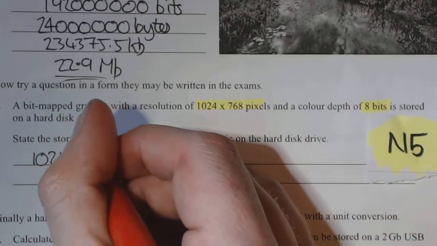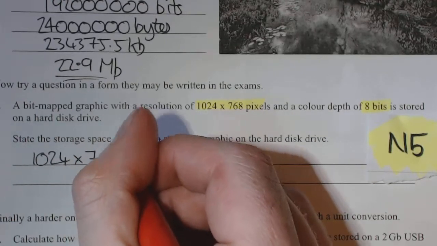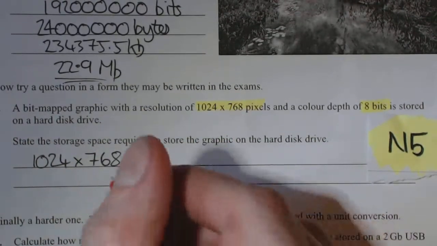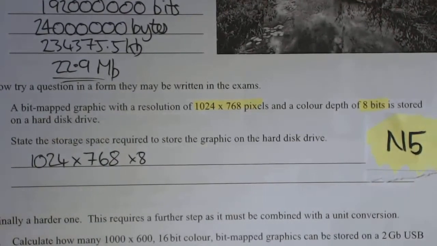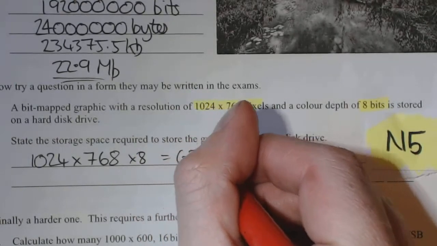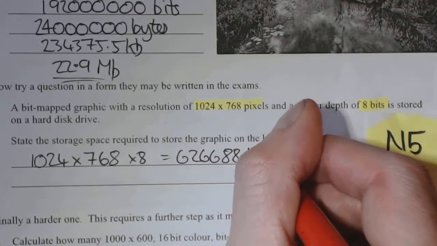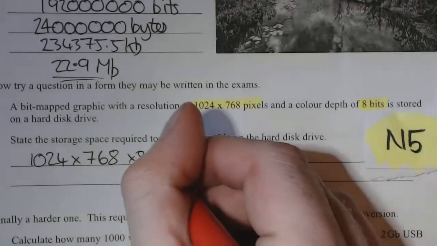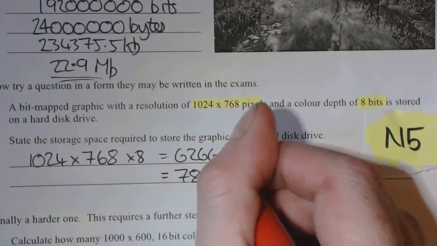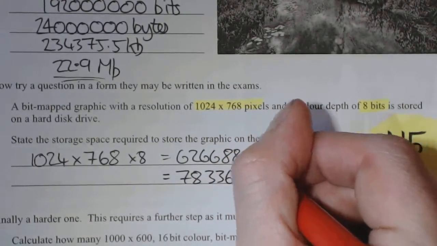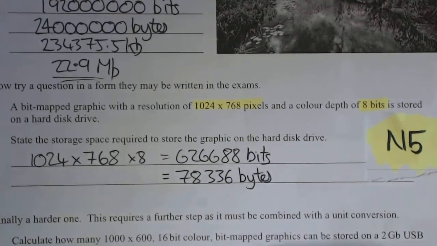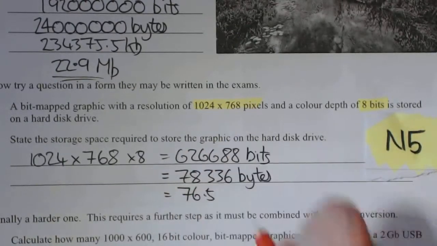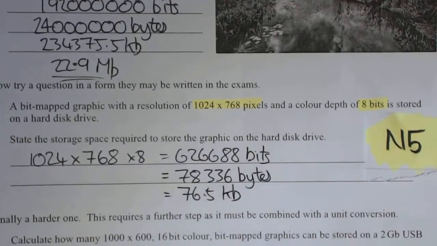So 1024 times 768, and then times 8, and we're nearly done. That equals 626688, that's in bits, and then you just work your way through the units. Divide by 8 equals 76336, and that's bytes. And then divide by 1024 equals 76.5, and that's kilobytes.